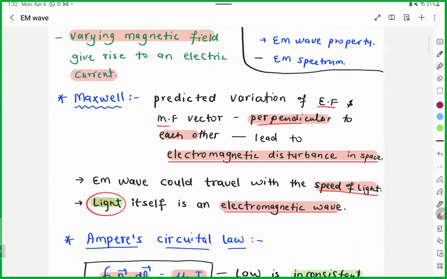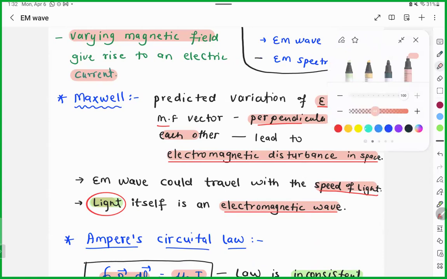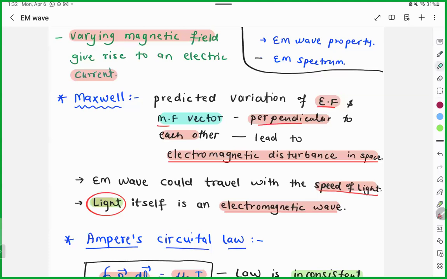Now, the very popular person Maxwell. He said that the electric field and magnetic field are always perpendicular to each other. NEET 2025 asked this question. The electric field and magnetic field are perpendicular to each other, and because they are perpendicular, it leads to an electromagnetic disturbance in space in 3D. Right?